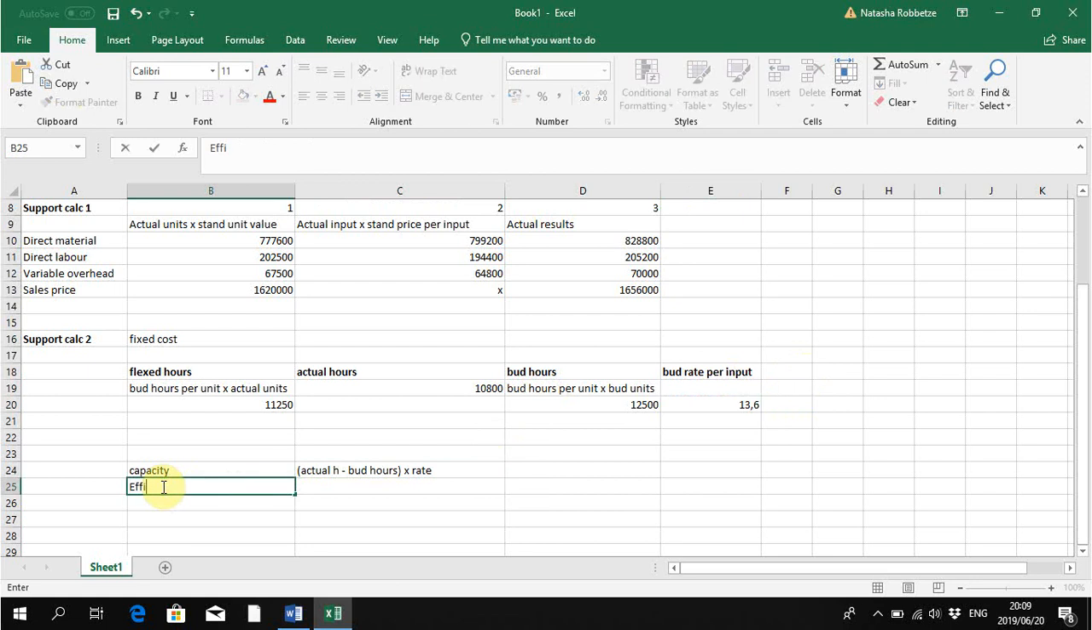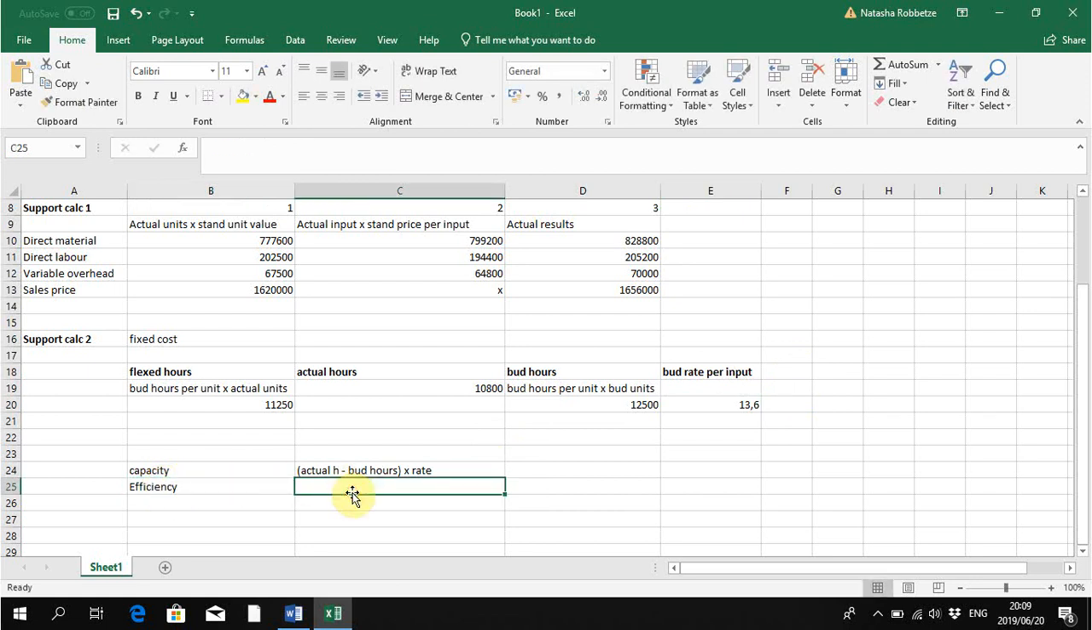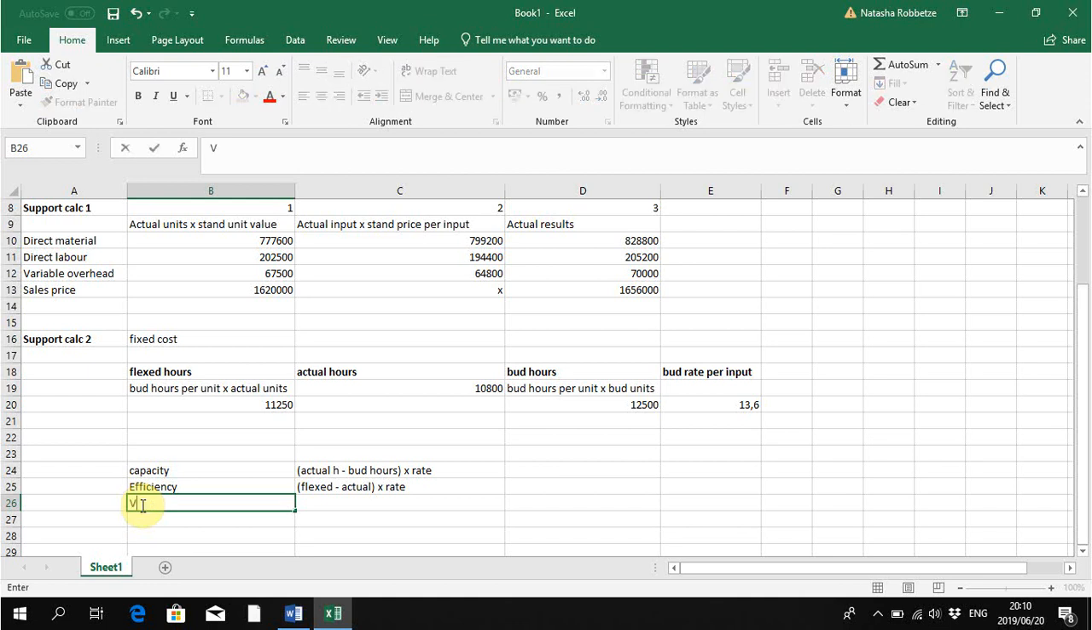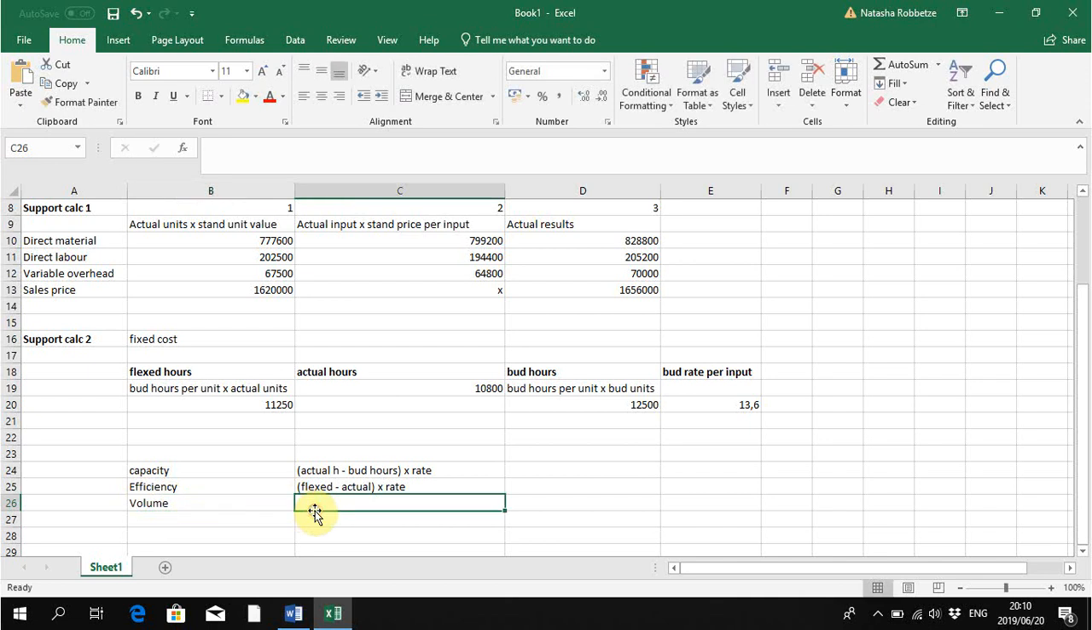Then I do efficiency, which is my flexed hours minus my actual hours times my rate. So again, I start in the middle, I minus to the right. In the first column, I minus the middle. If you add up your efficiency and capacity, you get to volume. So it's important to remember that the volume variance is capacity plus efficiency.